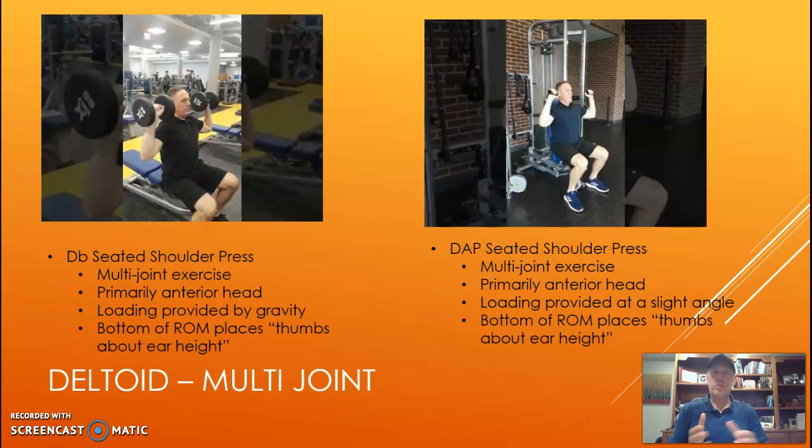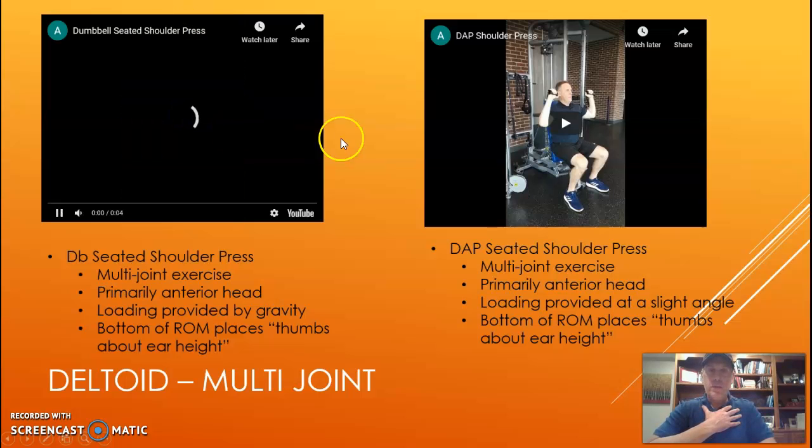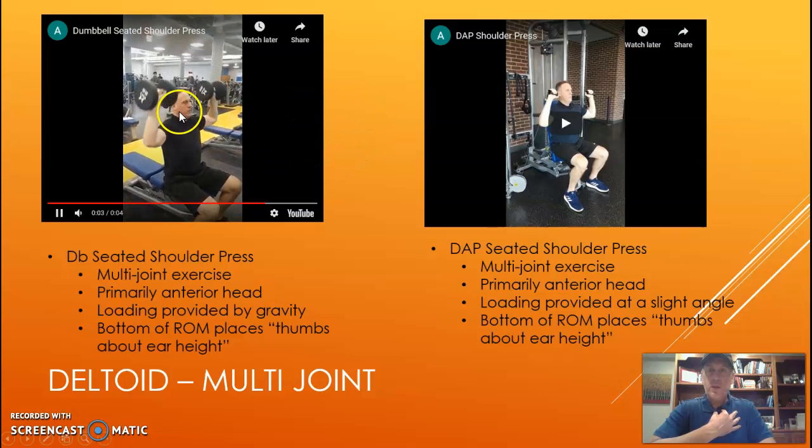So let's go ahead and look at this in terms of a multi-joint exercise. With a seated shoulder press, you have dumbbells that want to be pulled straight down to the floor. With the dual action pulley over here to the right, the resistance is at a bit of an off angle, kind of outward. For both though, it's a multi-joint exercise, and the cues I give for my clients are push up to the ceiling and have thumbs about ear height on the way back down. Pushing up, thumbs about ear height, pushing up, thumbs about ear height.